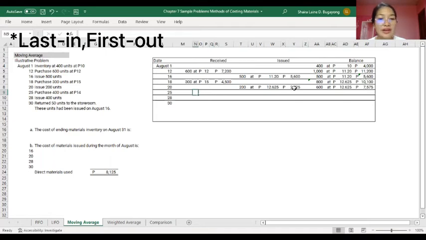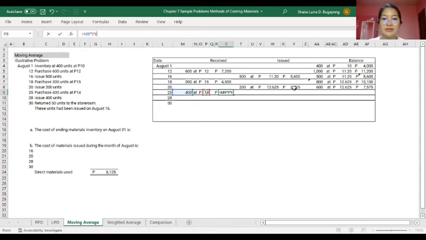On August 25, nag-purchase na po tag 400 ka units at 14 pesos. Okay, so that is 5,600. Okay, so our balance would now be 1,000, and then ang cost is 13,175. Okay.